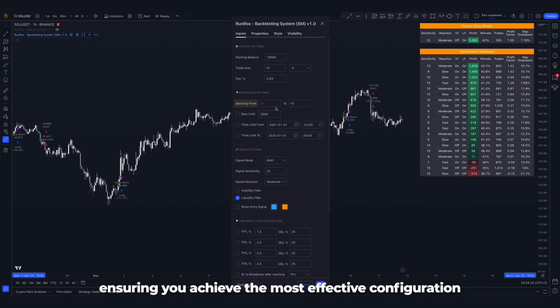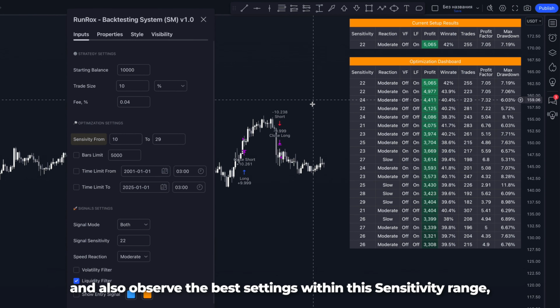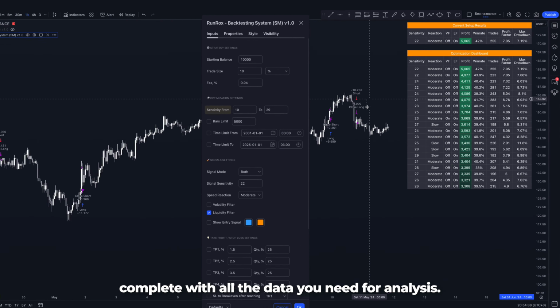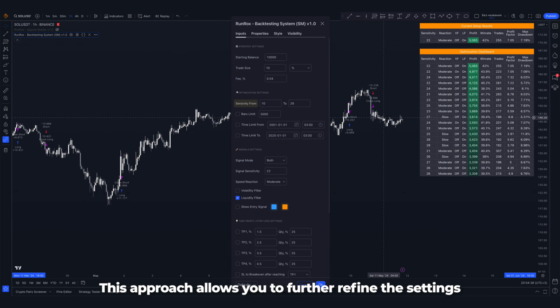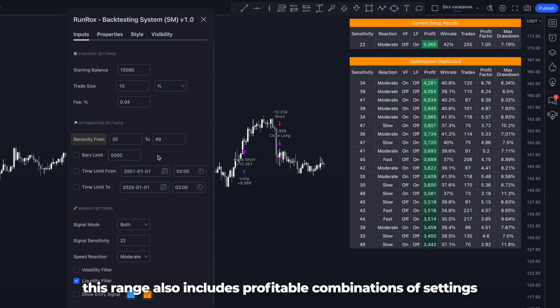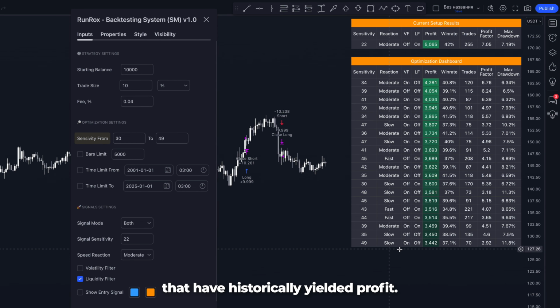Next, we can try inputting a range from 10 to 29 and also observe the best settings within this sensitivity range, complete with all the data you need for analysis. This approach allows you to further refine the settings based on a broader range of values, ensuring that you can optimize your strategy to match varying market conditions and personal trading preferences. Next, let's try setting the range from 30 to 49. As you can see, this range also includes profitable combinations of settings that have historically yielded profit.